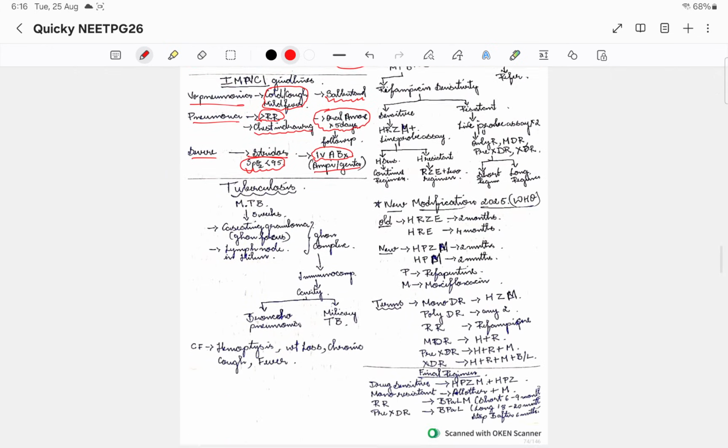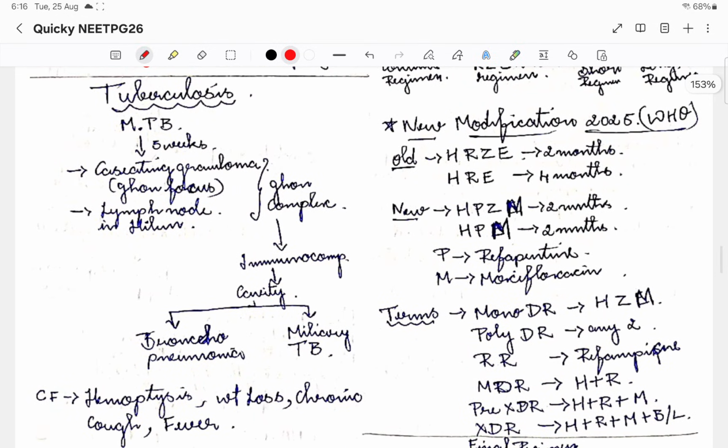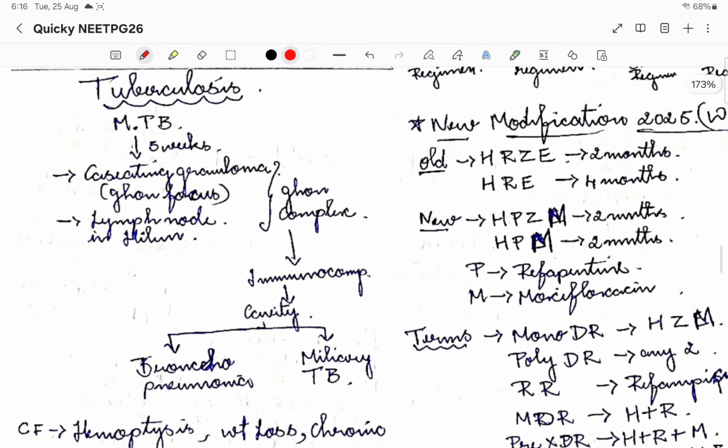Okay, so the last but one topic, that is tuberculosis, the most important topic, right? So now we'll be discussing tuberculosis. Let us see how the disease progresses. The person has contracted Mycobacterium tuberculosis. After 3 weeks there will be caseating granuloma formation. The Ghon focus will be there in the lungs, and there might also be lymph nodes in the hilum that are affected. Together, the Ghon focus and the affected lymph node are called the Ghon complex.